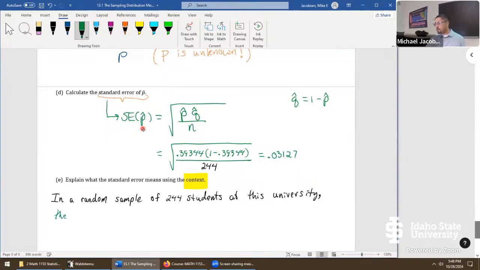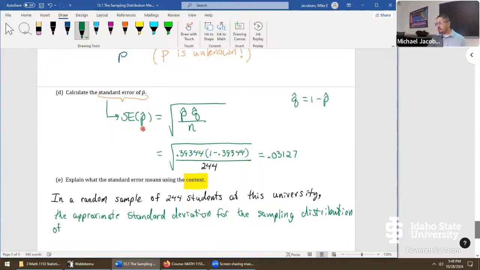We'll say the approximate standard deviation for the sampling distribution of successes is approximately 0.03127. So that's our interpretation for this kind of problem.